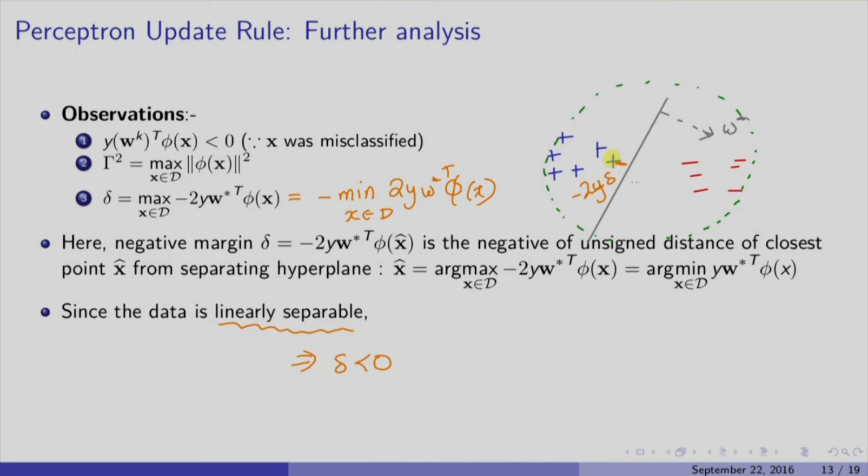Let the radius of the sphere be gamma. So gamma is the radius of the sphere. In fact, we have defined this gamma square to be the max over all the points of the norm of phi x square. It is a Euclidean sphere.